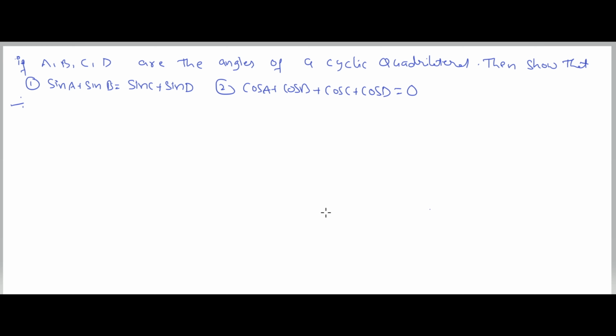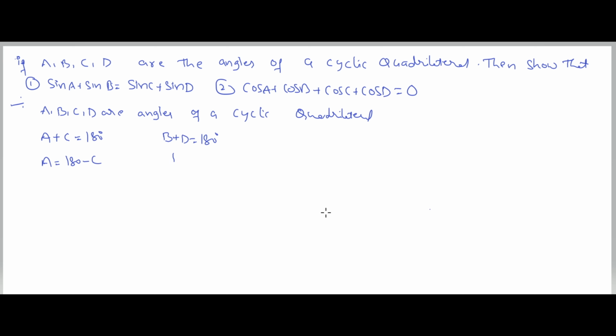Here it is given capital A, capital B, capital C, capital D are angles of a cyclic quadrilateral. That means the sum of opposite angles is 180 degrees. That is A plus C is equal to 180 degrees and B plus D is equal to 180 degrees. From this equation, A is equal to 180 minus C. From this, B is equal to 180 degrees minus D.